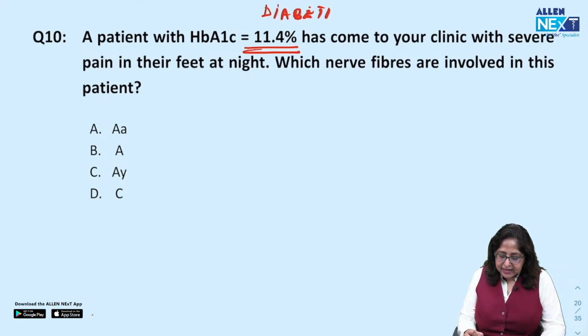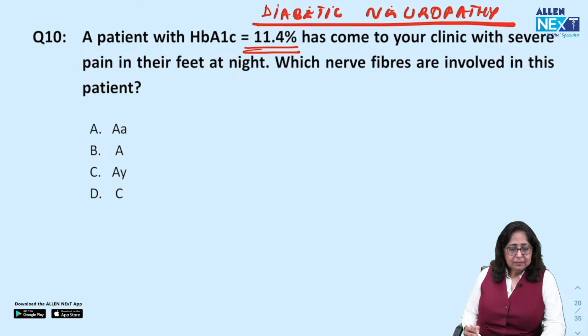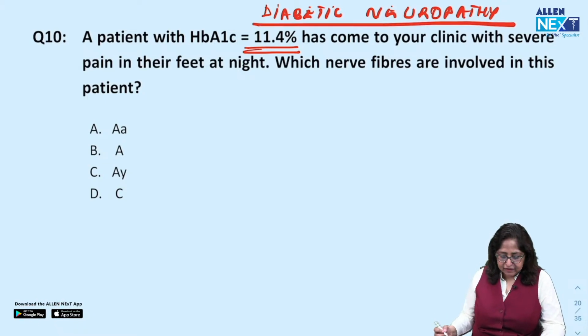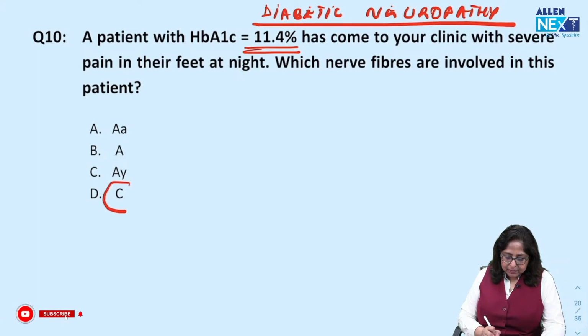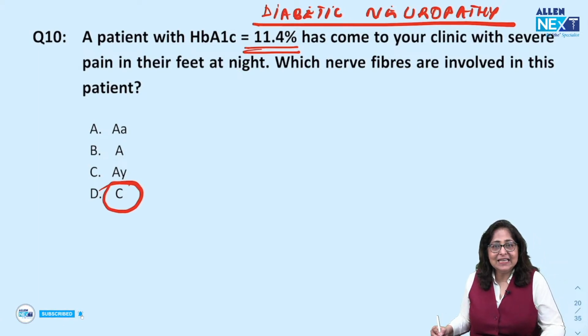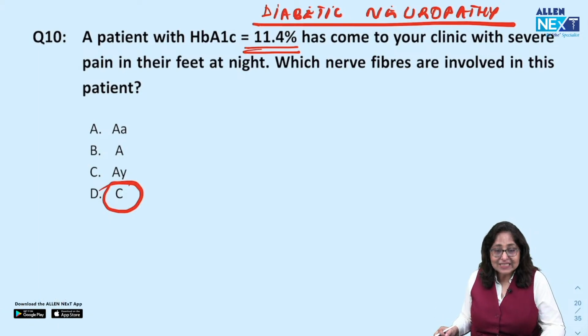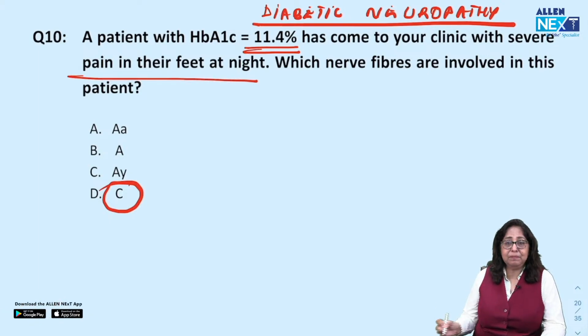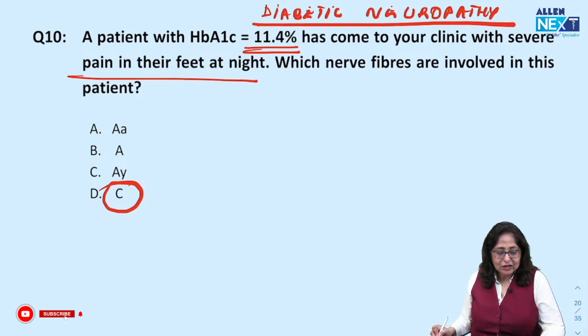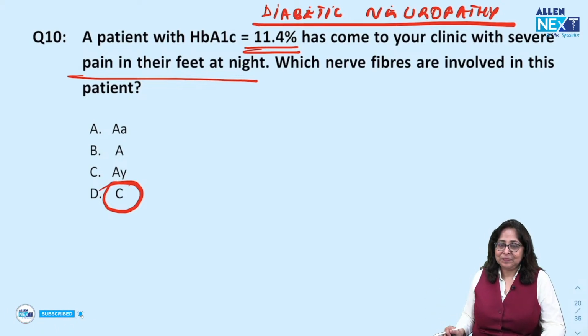We can get a hint. The HbA1c is 11.5%, very poor control. So the nerve fibers get affected. And which nerve fibers will be involved in this patient? C. C are your pain fibers. Pain fibers are your C fibers. He's complaining of severe pain in his feet at night. So the answer will be C.